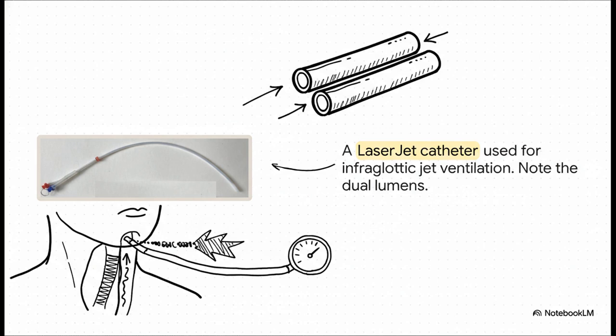This is often done through a special catheter, like this one here. This laser jet catheter goes through the vocal cords, and you can see it has two lumens. One delivers that high-pressure jet of oxygen, and the second one is crucial.